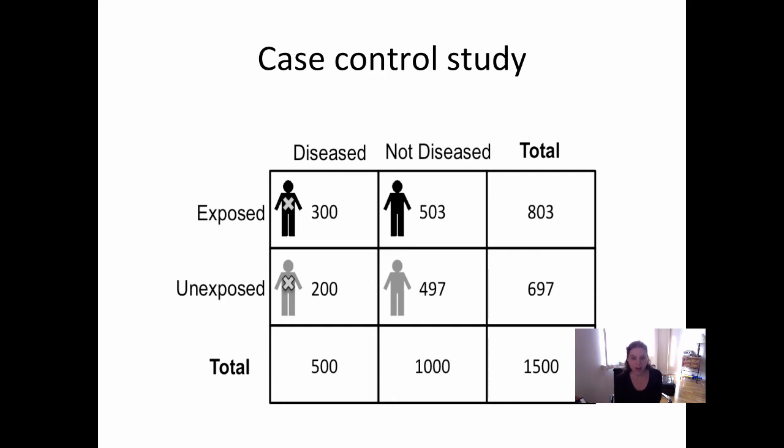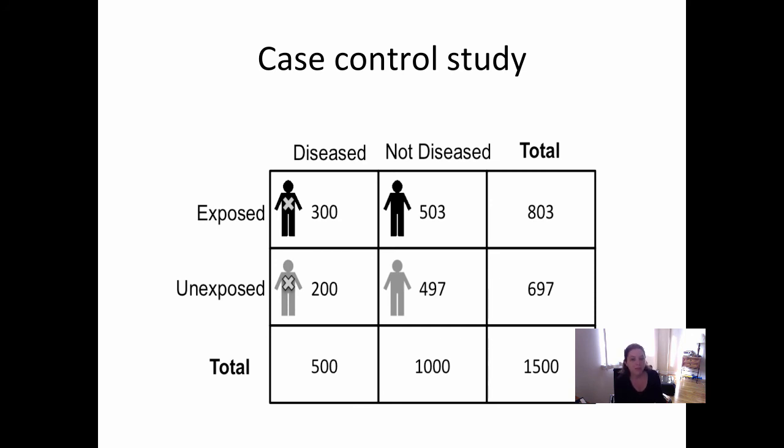So what is the quote-unquote risk of ADHD in the total sample? Well, we know that the risk is the number of diseased individuals, or the number of people with the outcome, over the population at risk. So in this study, it would be 500 over 1,500. That's the risk of ADHD in this sample. So it would be 1/3.